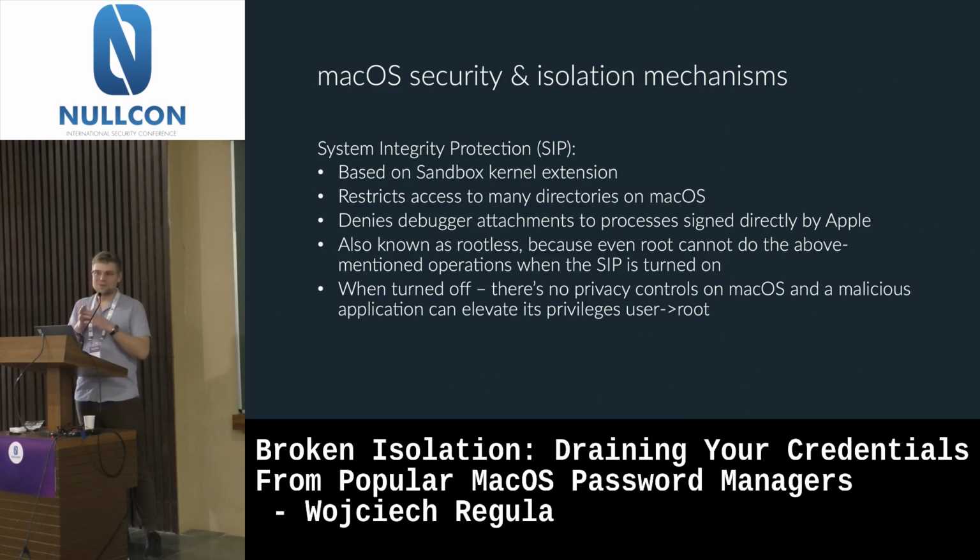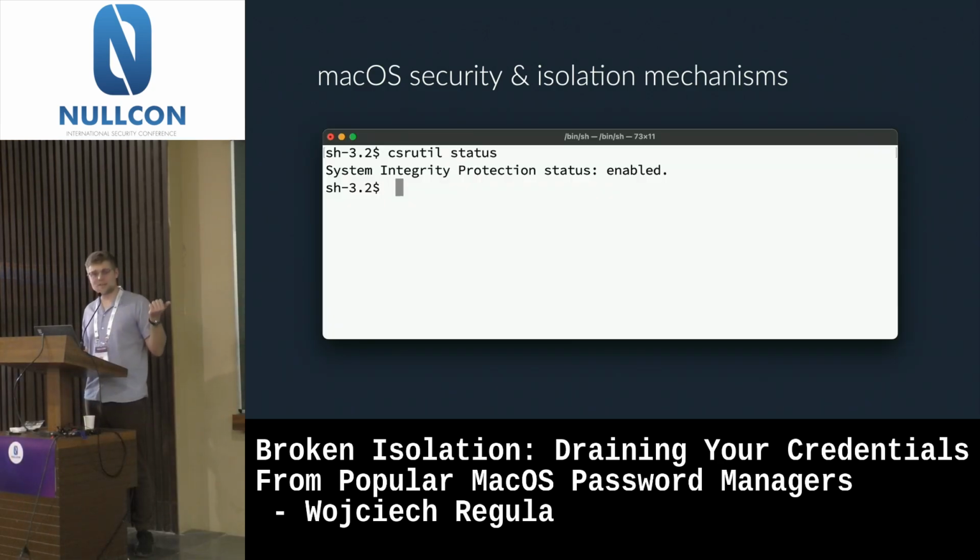But please remember, without System Integrity Protection, the isolation on your macOS is gone. The privileges, root doesn't matter. You can probably load your kernel extensions, etc. So whenever you do macOS infrastructure audits, verify if every computer has System Integrity Protection turned on. And you can check it with the following command. It's that easy: csrutil status.